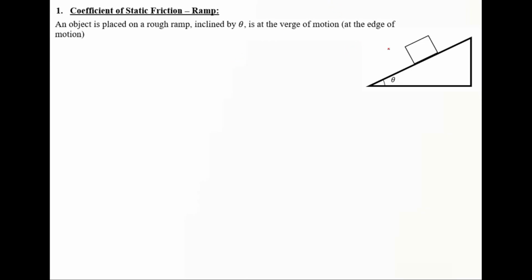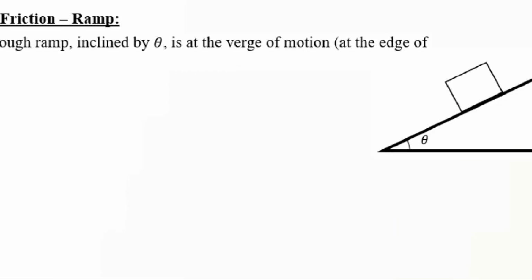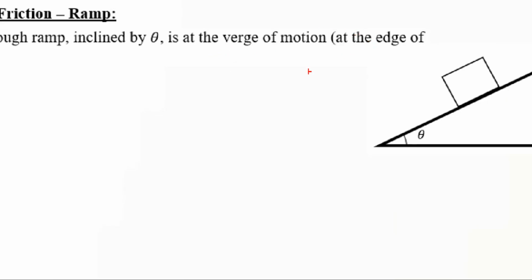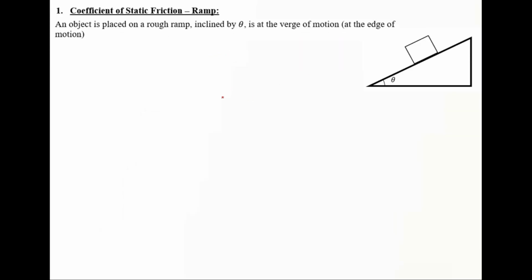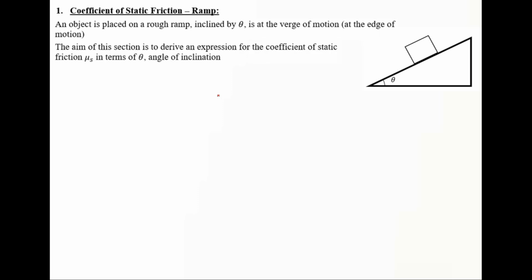So we suppose that the box is not moving, so we're talking about static friction, and in the case of the verge of motion or at the edge of motion, we can use the relation that friction is given by the coefficient multiplied by the normal push. The aim of this section is to derive an expression for the coefficient of static friction μs in terms of theta, which is the angle of inclination. And for sure this can be done using Newton's second law.